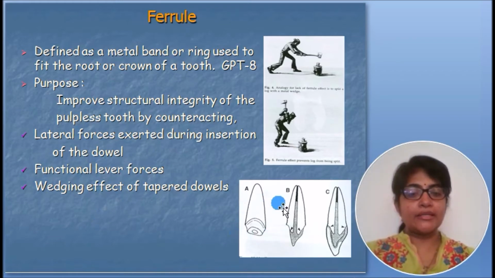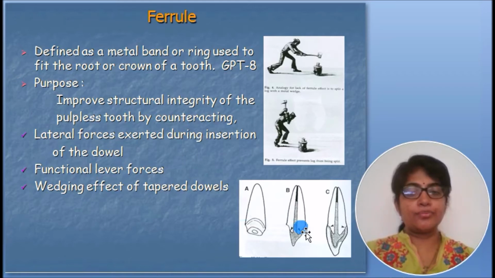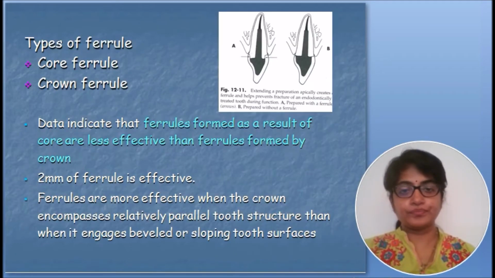So you can see in this particular image that a clinical crown height of 2 mm is called the ferrule, and that encirclement effect is there because of the ferrule, and this ferrule provides the resistance to the lateral forces. So there are two types of ferrules, core ferrule and crown ferrule.